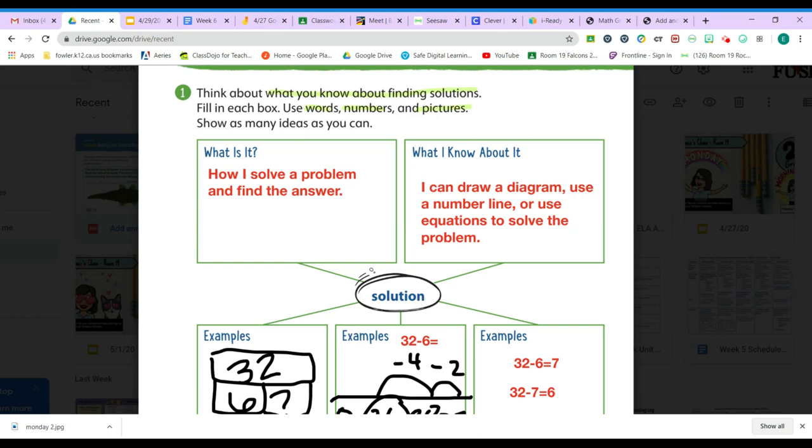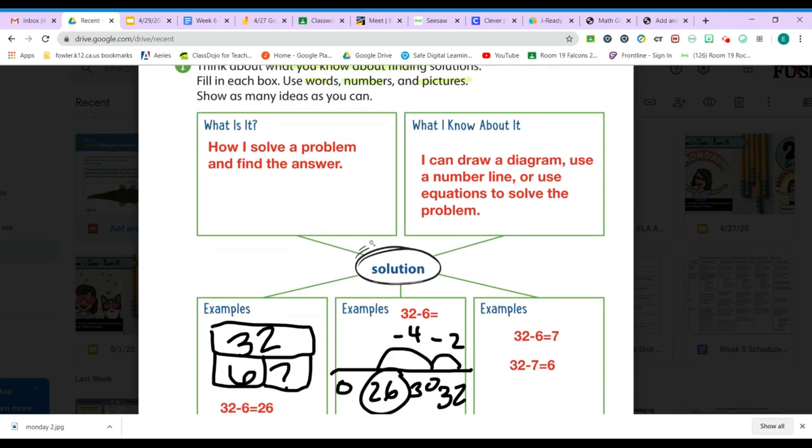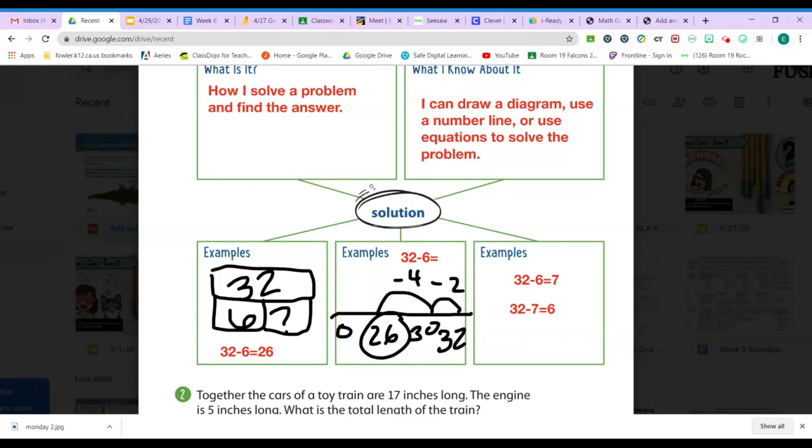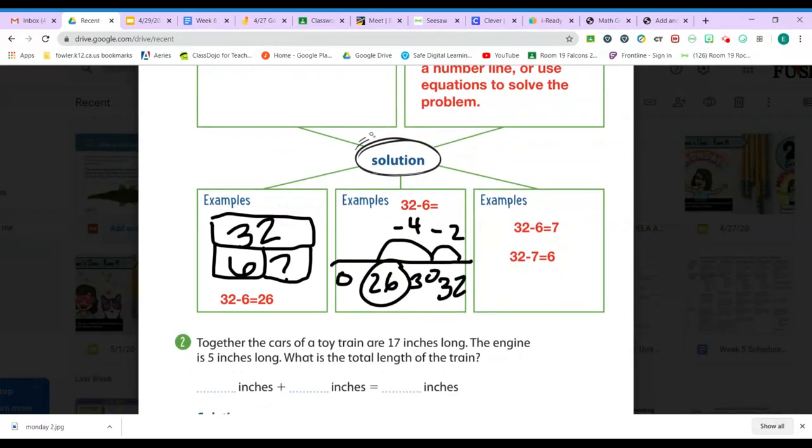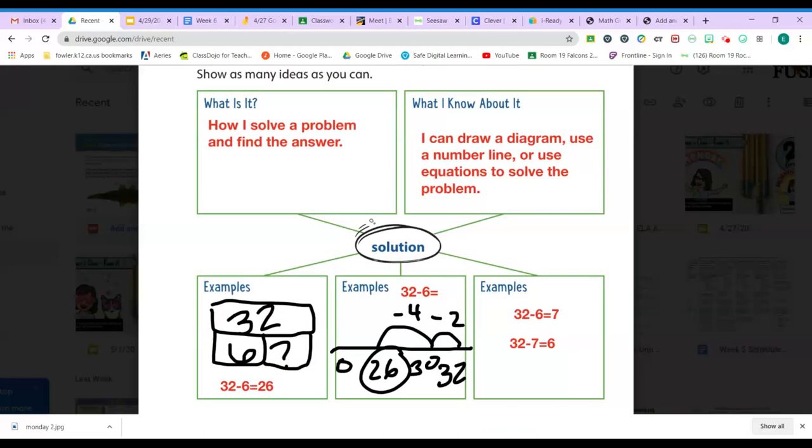Do you need to add? Do you need to subtract? How do you solve it? What's the solution? And what I know about it, I can draw a diagram, use a number line, or even use equations to solve problems. All kinds of different strategies we can use to come to the word solution. And these are some really awesome examples. I used part whole, bar graph, I have number line, and I have kind of fact families. So I want you to go ahead and pause, and I'd like you to write that into your graphic organizer.